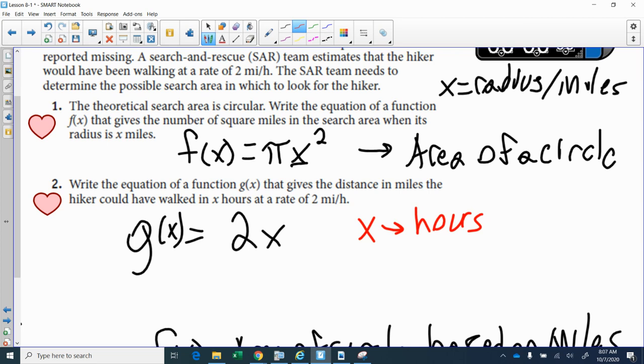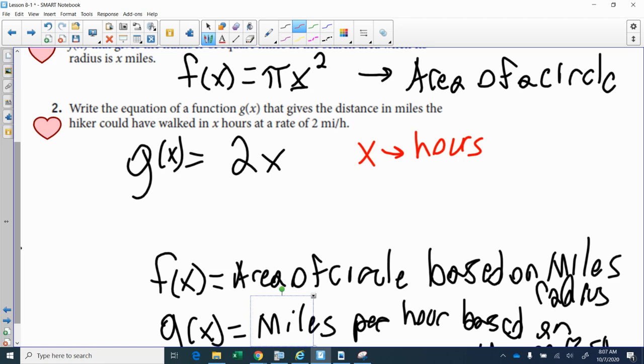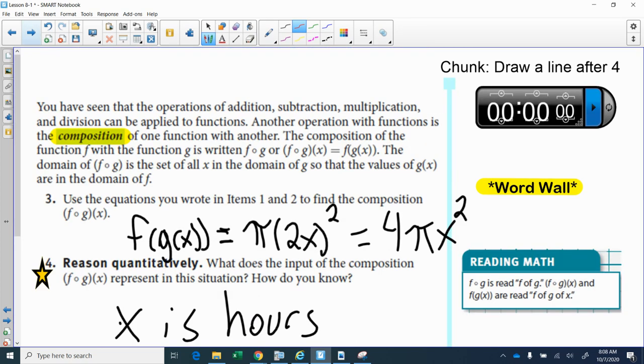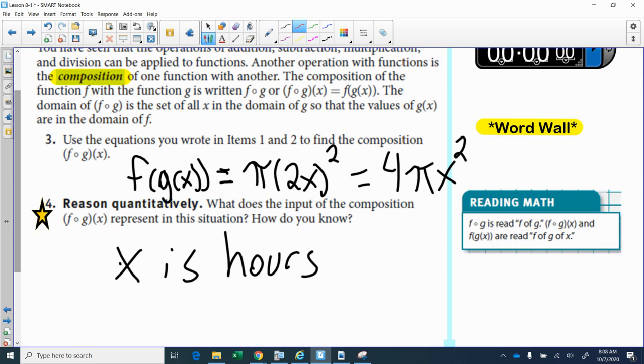Here's the main thing you want to think about. In each of these examples, they are related in some way. g of x is the miles per hour, so how fast he can actually walk. f of x takes the radius in miles, and the answer is going to be the actual search area, so the area of the circle. Well, these separate don't really help me out, but if I combine them together using composition, I can create a singular equation that can help me out a lot.